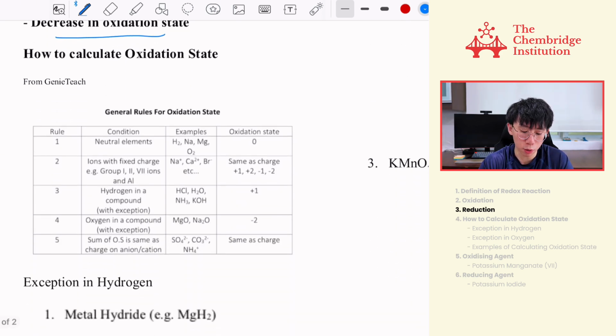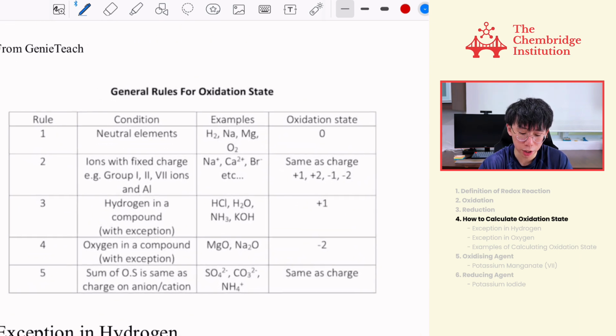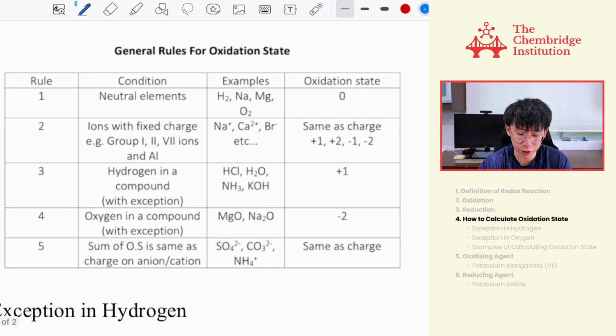So how do I calculate my oxidation state? I actually got these rules from Genie Teach, and I feel like these rules are very good. So, some general rules for oxidation state, which is an important skill you need when you are tackling redox questions. It follows these few sets of rules.